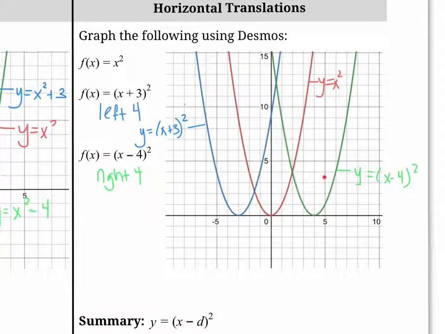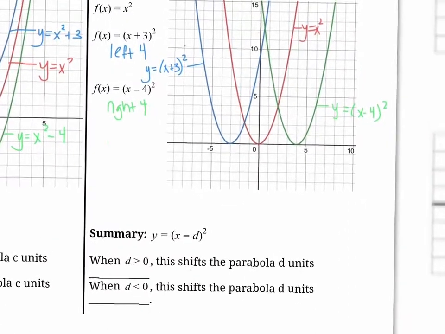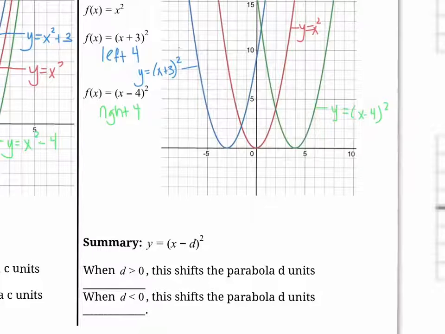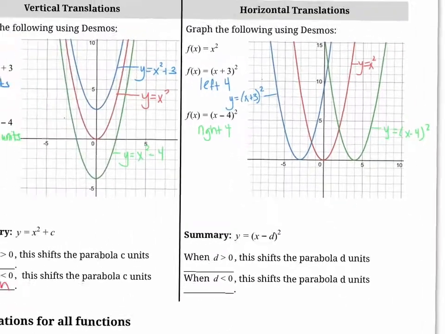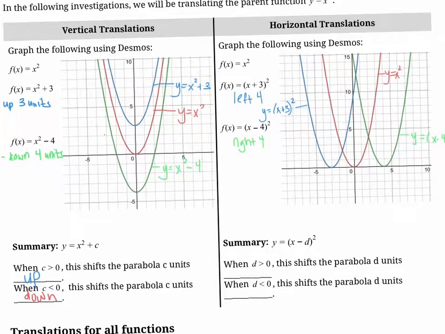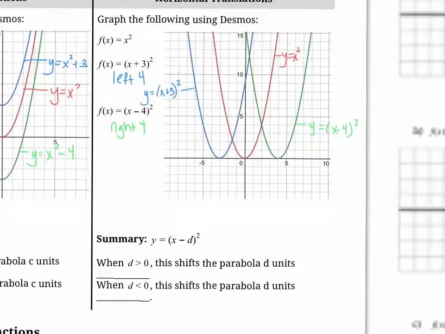So let's summarize this then. Here we talked about the number that was outside of the function, adding or subtracting, and we called it c. Here we're going to call it d, the number that's inside the function. So let's come up with our rules. So when d is greater than 0, what happens? When d is less than 0, what happens?